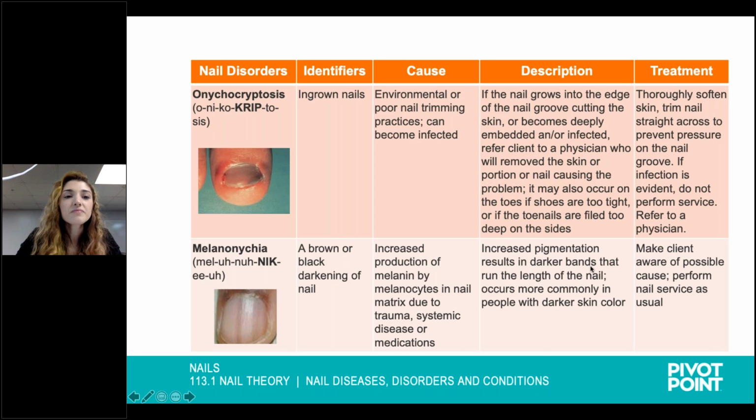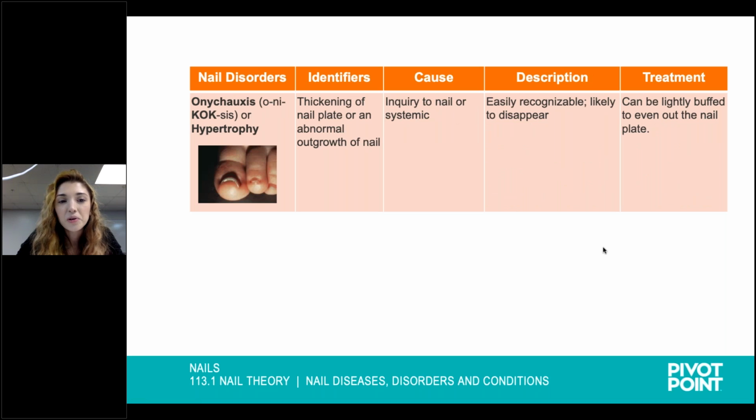All right, and then we have onychauxis. Thickening of the nail plates, or an abnormal outgrowth of the nail. Very easy to recognize and likely to disappear. This is something that could happen, like the rest of them, for a million and one reasons. When you see this happening, fungus could also be involved. Thickening of the nails always makes me really nervous because more often than not, that thickening is because of that fungus that we find in there.